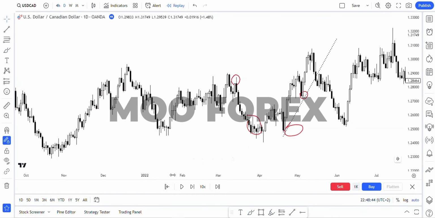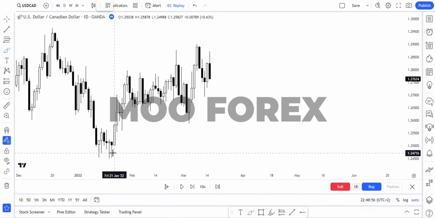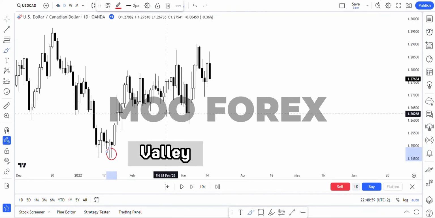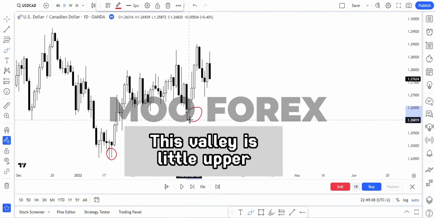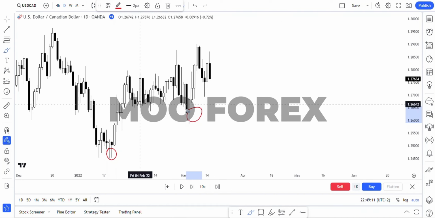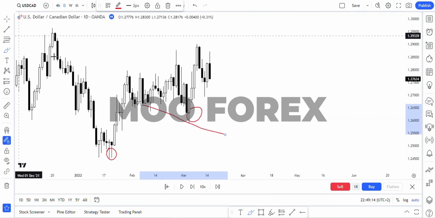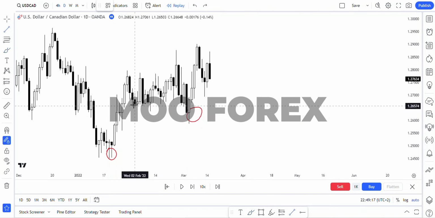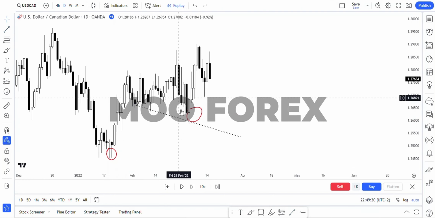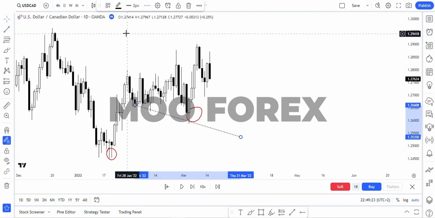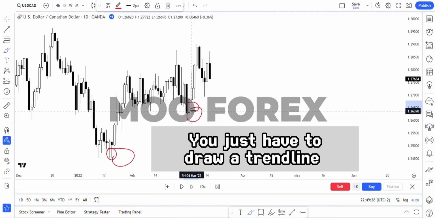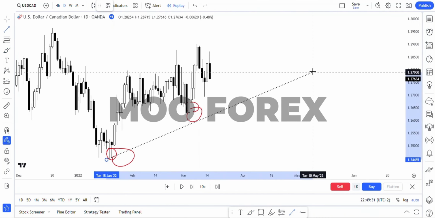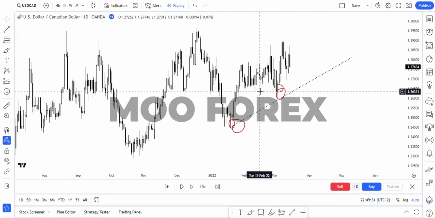So for example, here, actually we can. This is a belly and this is a belly too, but this belly is actually a little higher than this one. Sometimes the market does that. So you cannot draw a trend line like this. You cannot just draw a trend line like this for the uptrend. What you're going to do is just connect this point here and this point here. So let me just draw a trend line. So that will be our trend line for this market.